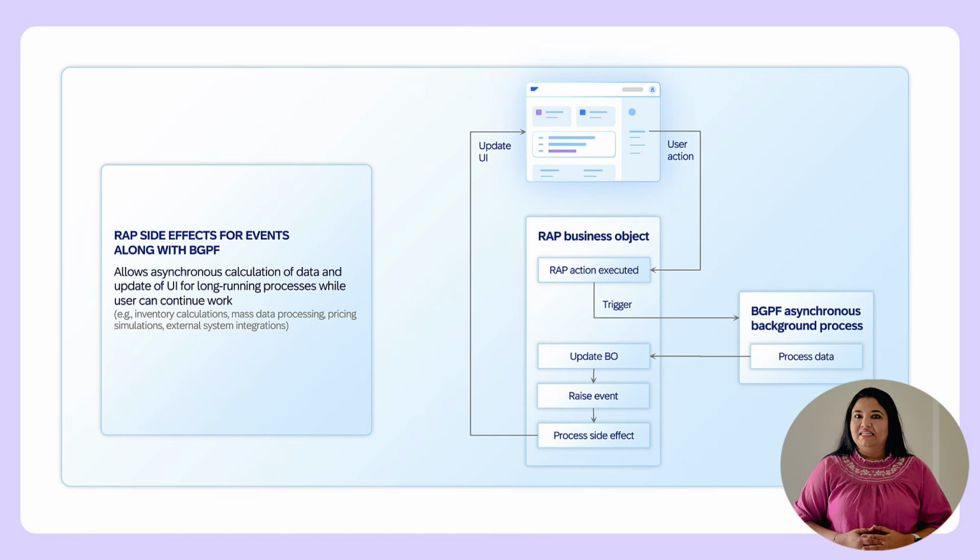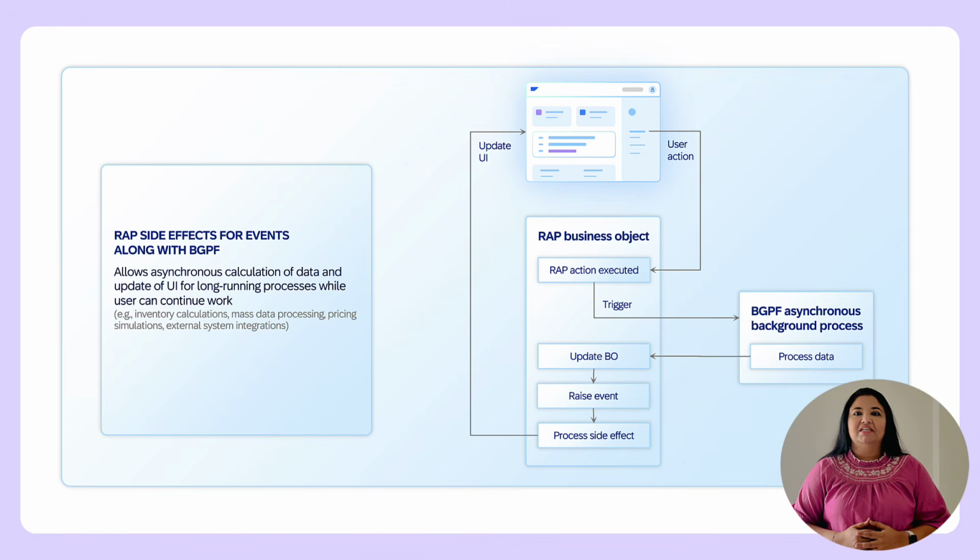Now, to achieve this, RAP first schedules the work in the background so that the user gets control of the UI immediately while the actual processing still continues. And next, when the background process completes, RAP raises an event and uses event-driven side effects to notify the Fiori Elements application that data has changed. With this, the UI is automatically refreshed without the user pressing refresh manually.